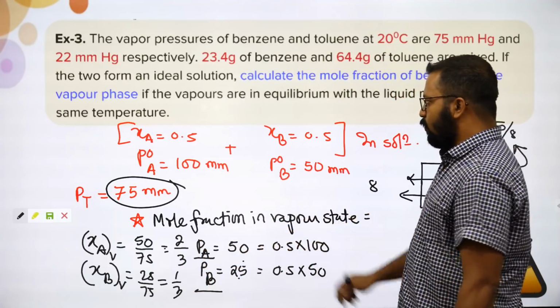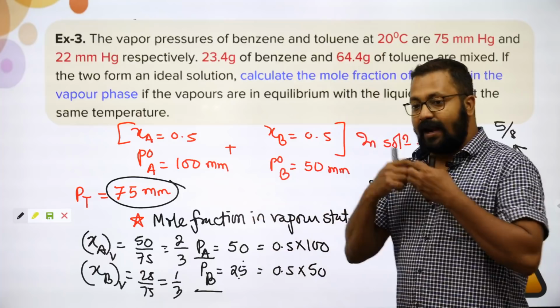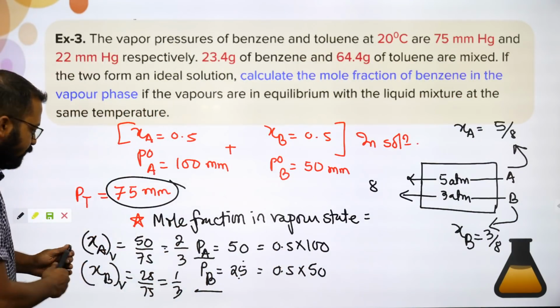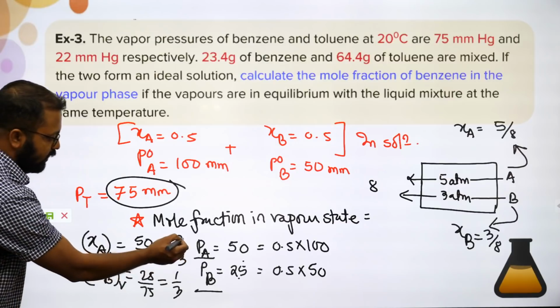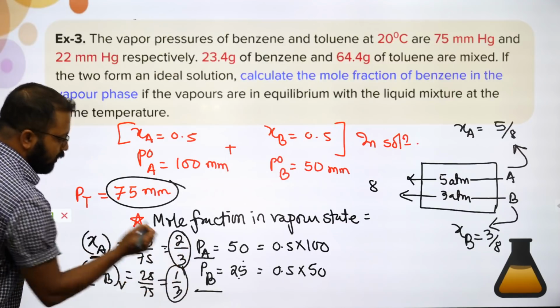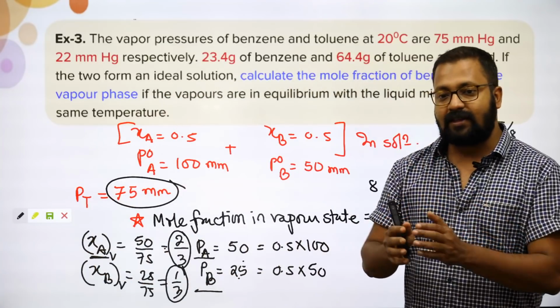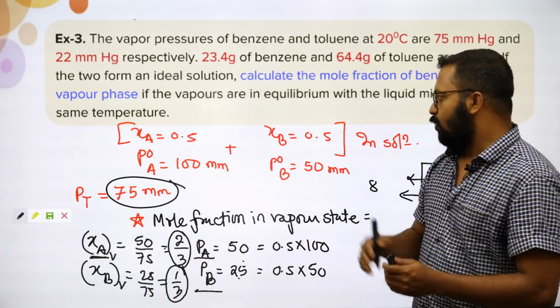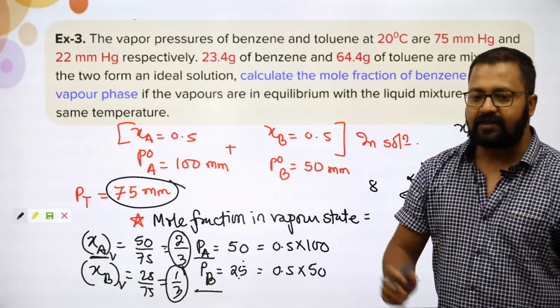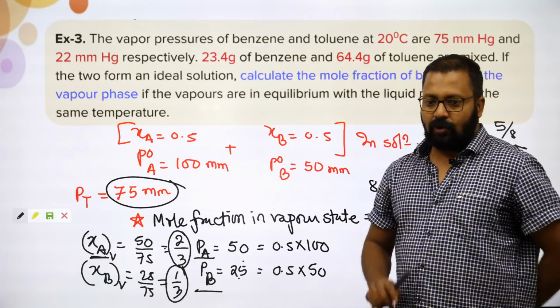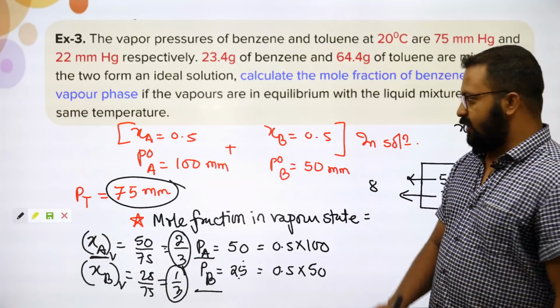Now, which is present to a greater extent? If the mole fraction of A in vapor state is 2 by 3 and this is 1 by 3, that means which is present to a greater extent in the vapor state? Which is present more? Is A present more or B present more? A is present to a greater extent.